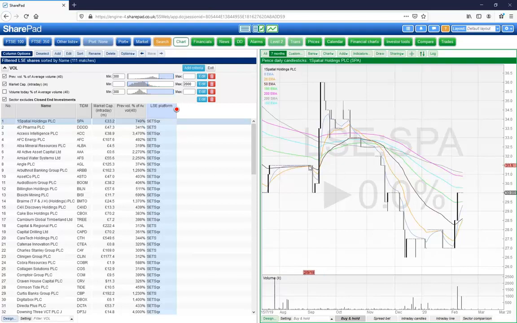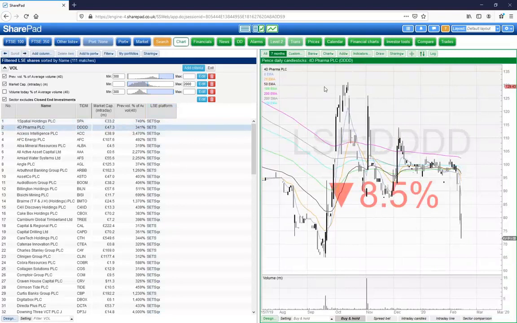So not really very exciting, because as a trader you need things to move, otherwise you just can't make any money. So I'll hit the space bar, ignore that one. 4D Pharma, so we can see here it's 8.5% down so far.